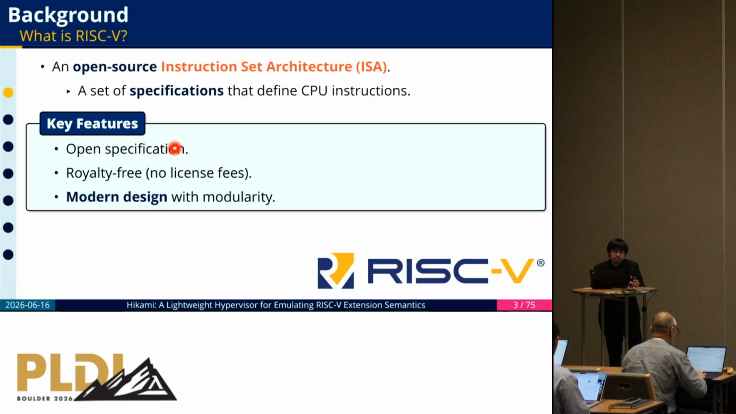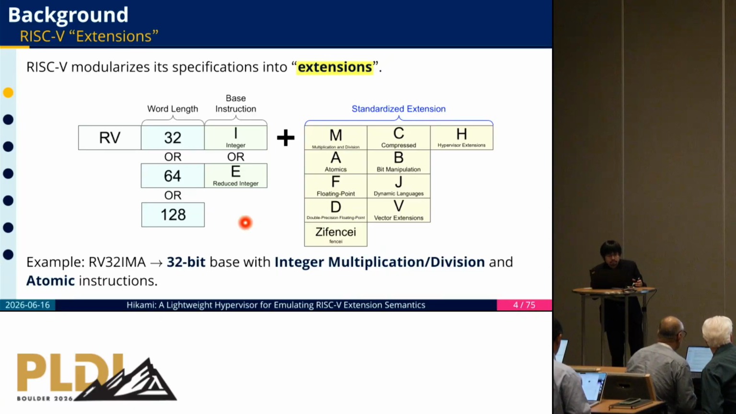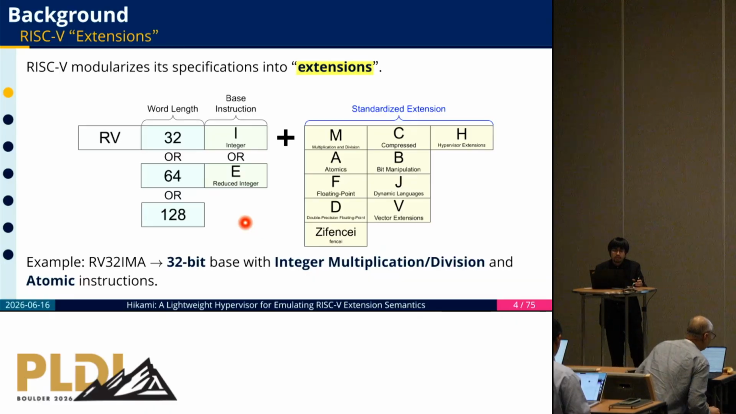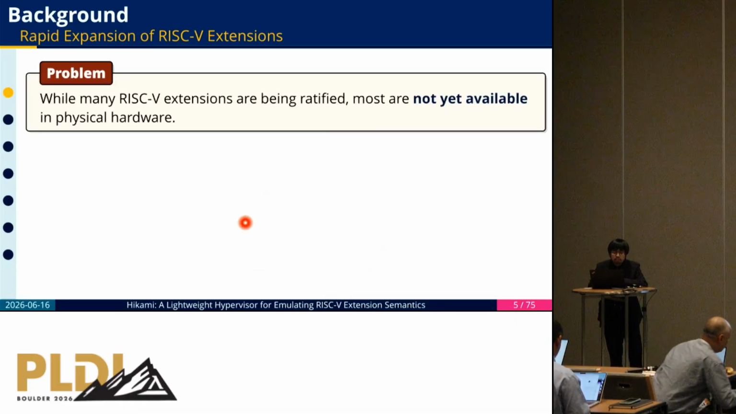First, I'll provide a brief introduction to RISC-V. RISC-V is a modern open-source instruction set architecture. Its royalty-free nature encourages innovation and allows for significant customization. A key aspect of RISC-V is its modularity. The ISA is divided into extensions, allowing hardware designers to include only necessary features. However, this modularity has led to a significant challenge.